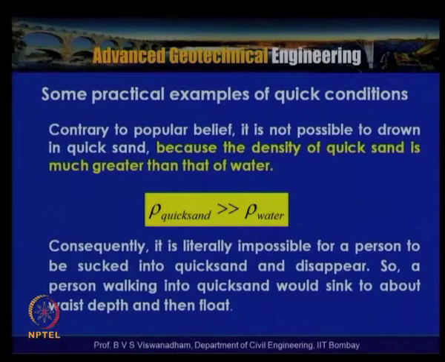In reality, contrary to popular belief, it is not possible to drown in quicksand. The reason is that the density of quicksand, which is nothing but a mixture of water and sand particles, is much greater than that of water. Consequently, it is literally impossible for a person to be sucked into quicksand and disappear. A person walking into quicksand would sink to about waist depth and then float.